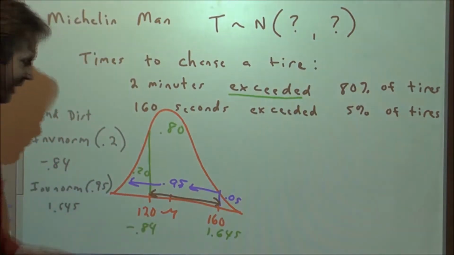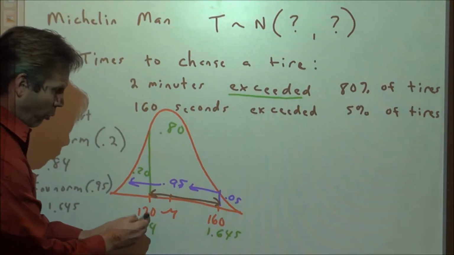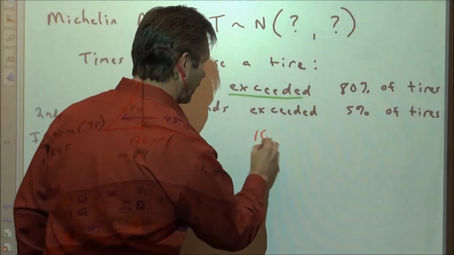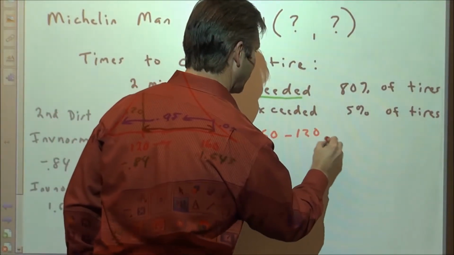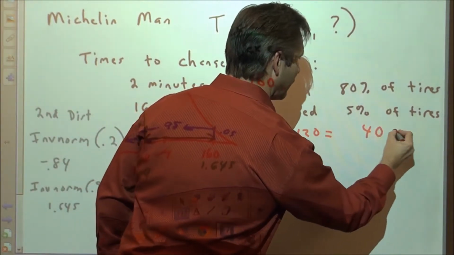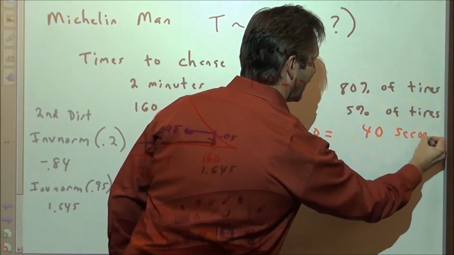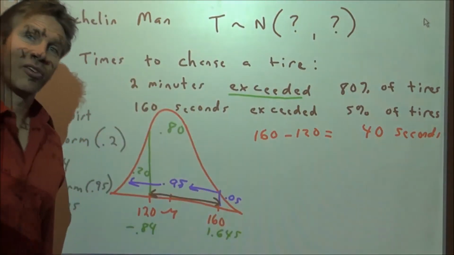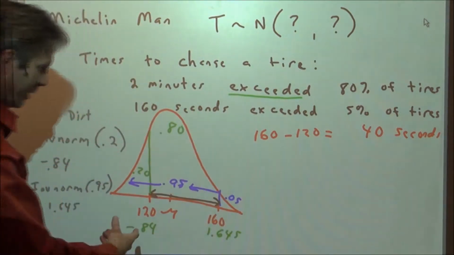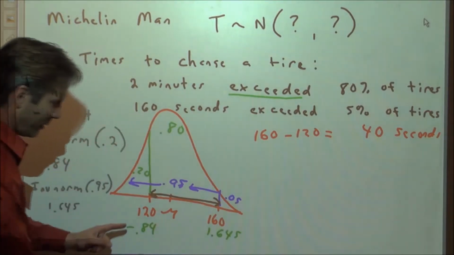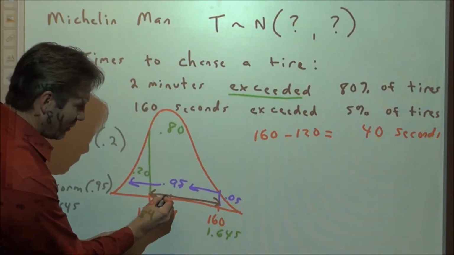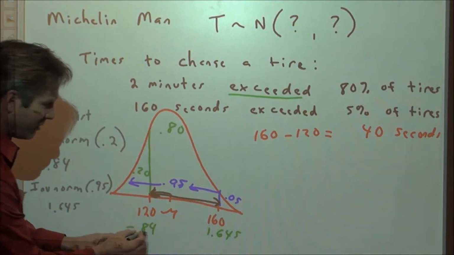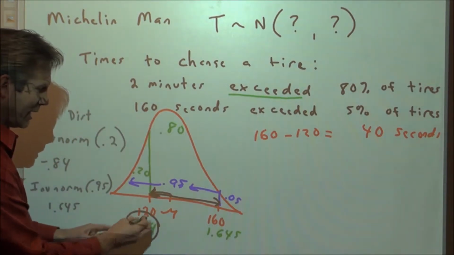Okay, so here's the deal. How far is it from 120 to 160? Well, if we do 160 seconds minus 120 seconds, we know that this is a gap of 40 seconds. But we need to know the standard deviation. The z-score tells us how many standard deviations away from the mean we are. So what we know right now is this negative 0.84 means that at 120 seconds we are this many standard deviations to the left of the mean.